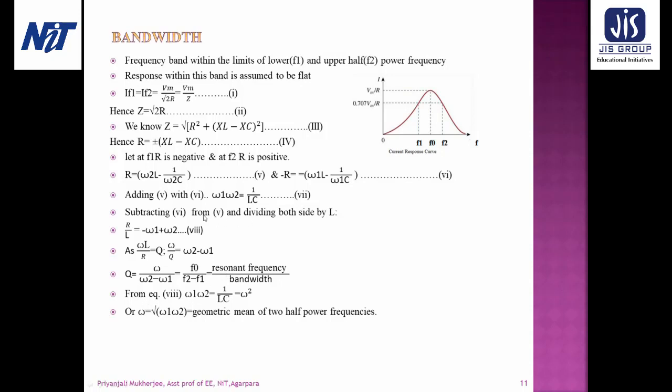And using this equation, omega 1 into omega 2 is equal to 1 by LC, that is equal to omega square. So we can say that omega, the resonating frequency, is the geometric mean of the two half power frequencies.